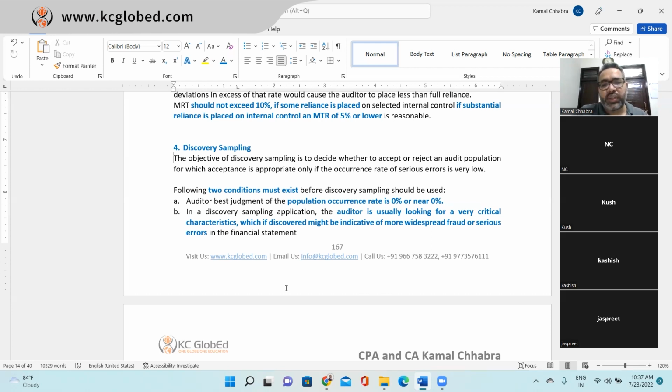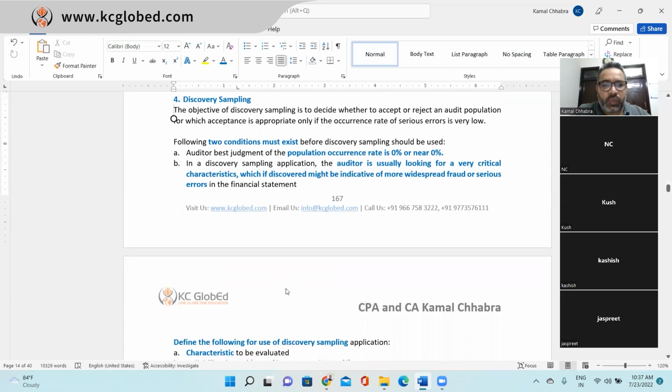The following two conditions must exist before using discovery sampling. First one is the auditor's best judgment of the population occurrence rate is 0 or near 0. That means the auditor assumes that the probability of things going wrong is 0 or near 0.